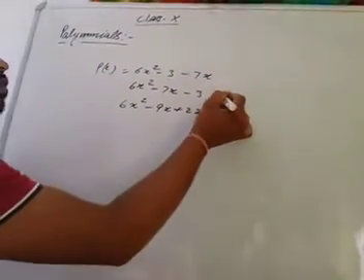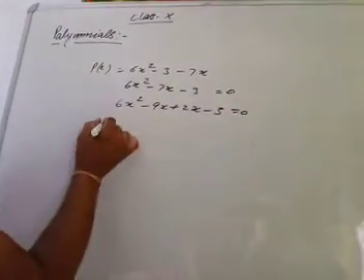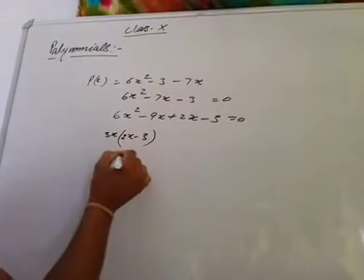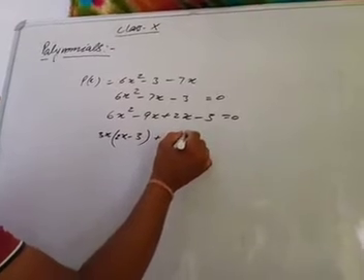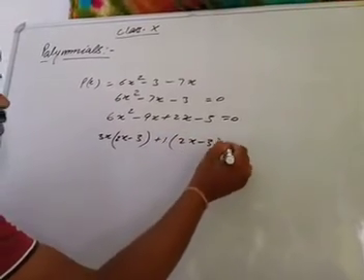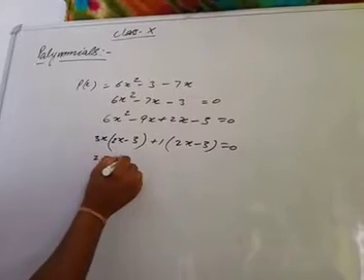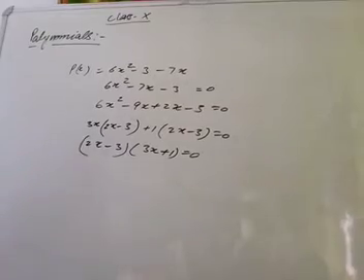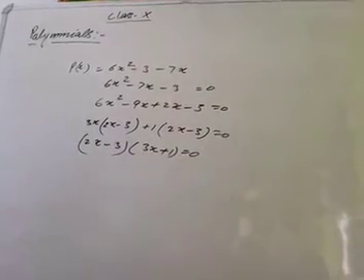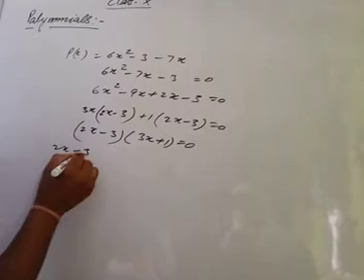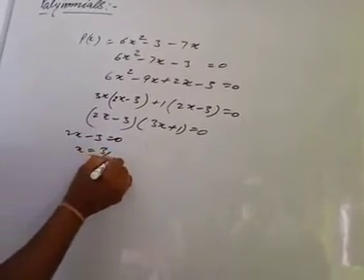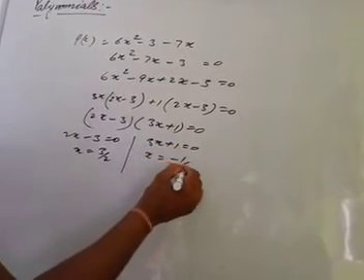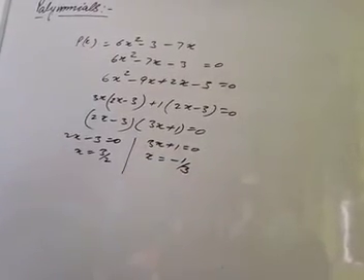For finding zeros, we will put this equal to 0. From here we get 3x as the common. This will be 3x, 2x minus 3. And from here plus 1 is common, then 2x minus 3 is equal to 0. Factors will be 2x minus 3 into 3x plus 1 is equal to 0. So we will put this equal to 0 and this equal to 0. If this is equal to 0, then x will be 3 upon 2, and if this is equal to 0, x will be minus 1 upon 3. These are the two zeros of the polynomial.